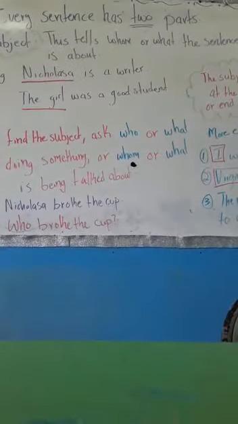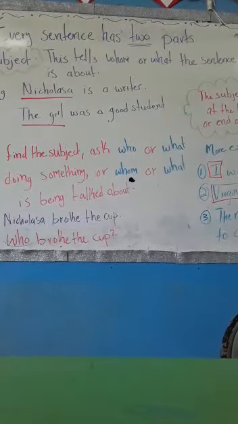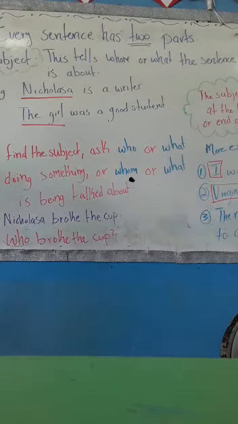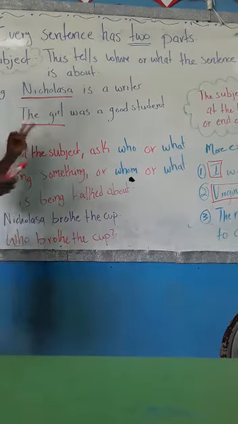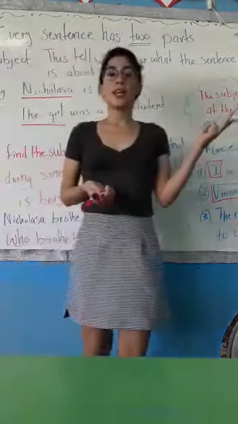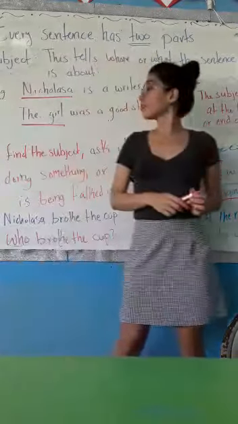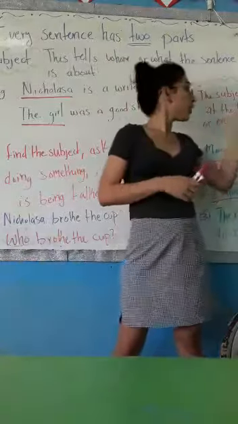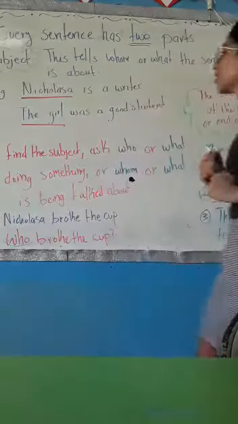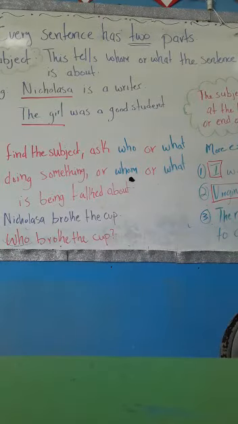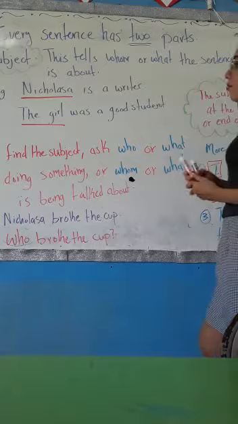So let's start with two parts of a sentence, being the subject and predicate. Every complete sentence has two important parts, and that is the subject and the predicate, which is over there. But we will begin first with the subject of a sentence. The subject of a sentence tells us whom or what the sentence is about. And I have one example here.